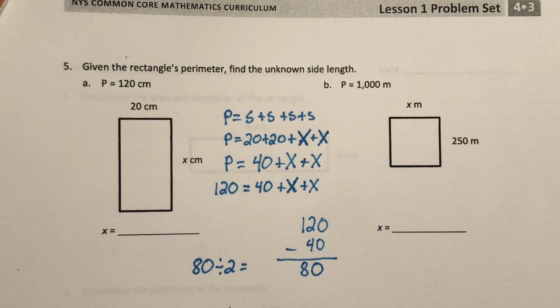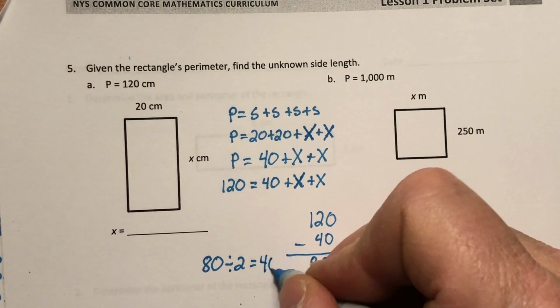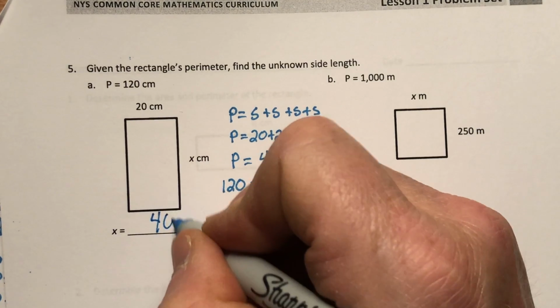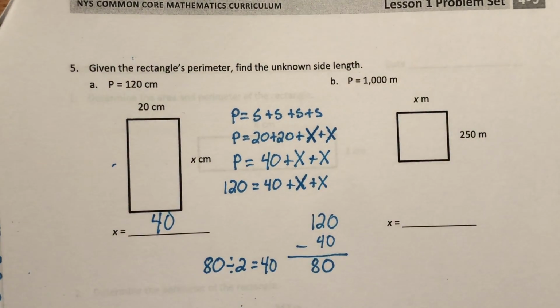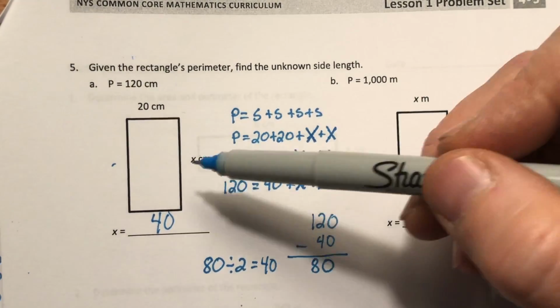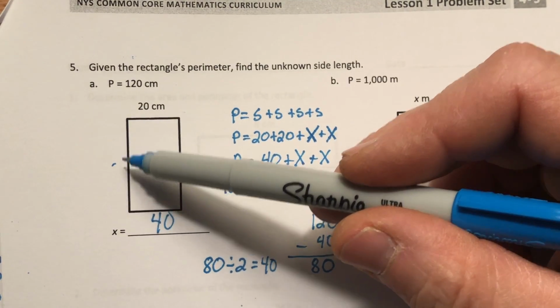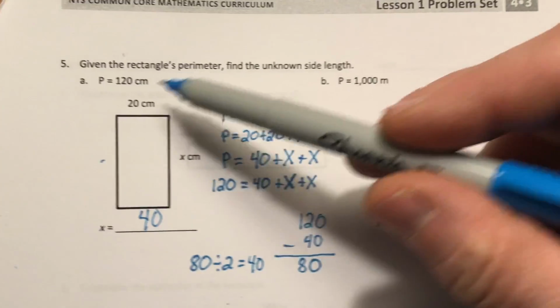If you said 40, you're right on. This side would be 40, and this side would be 40. So x equals 40 centimeters. And that makes sense, because 40 plus 40 is 80, plus 20 plus 20 would be 120 centimeters, okay?